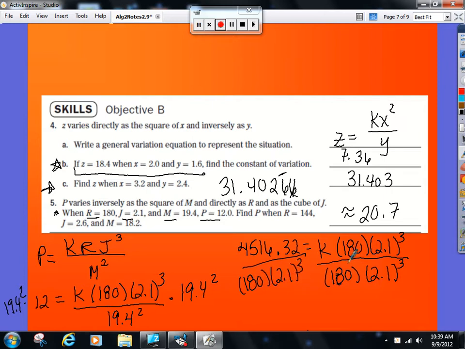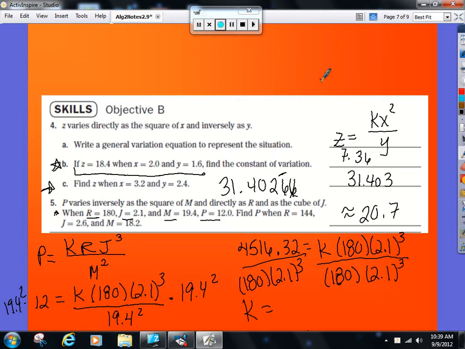You do have the option of getting a single value here if you think that will help you out. Just make sure that you keep as much as possible for accuracy. So now I have k. When I type this in, I'm typing 4,516.32, which should actually already be in your calculator.